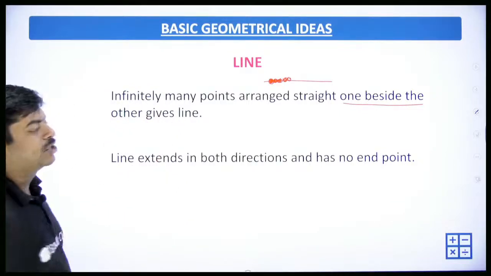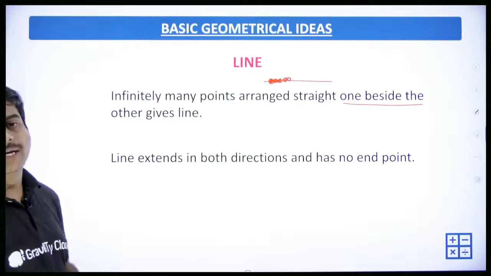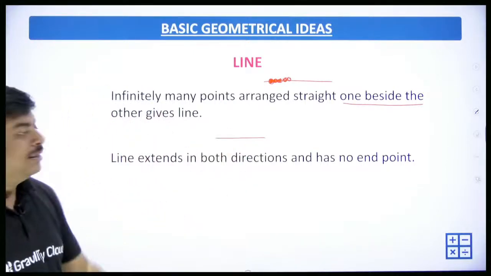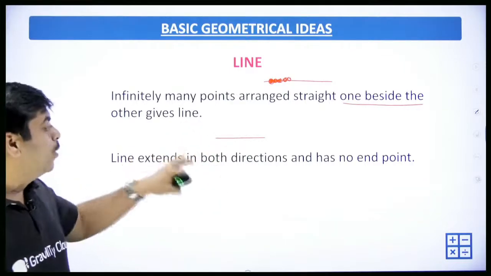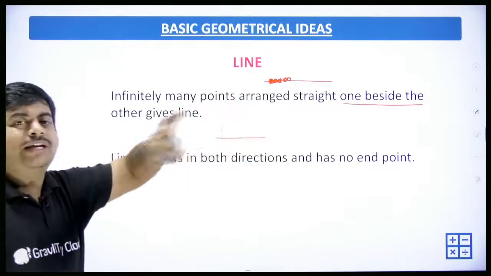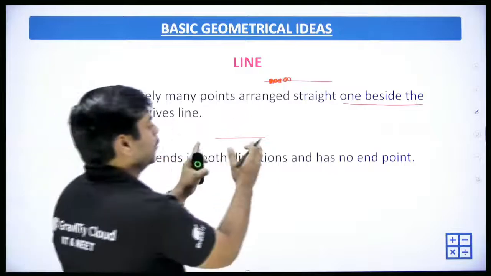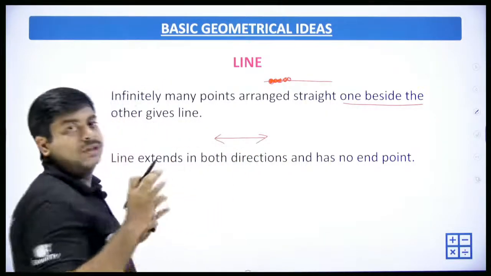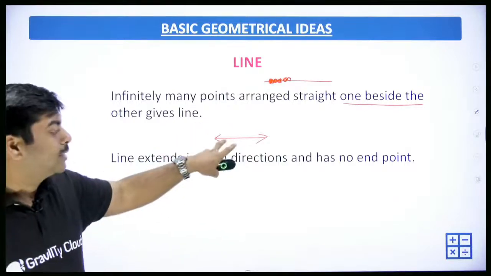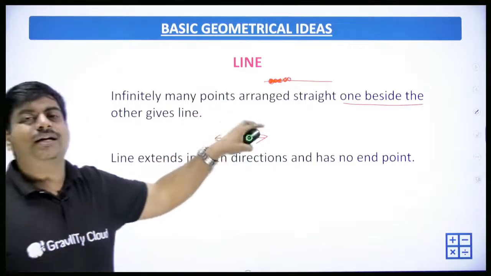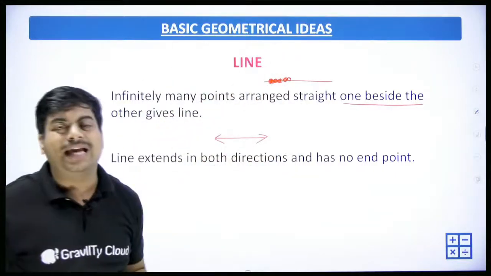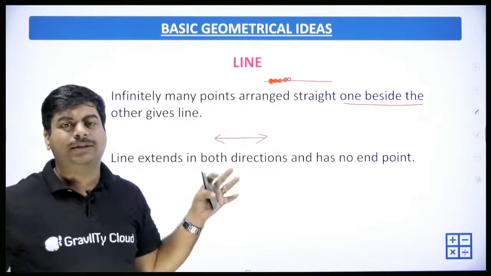A line extends in both directions and has no end point. If I say this is a line, that is wrong. That is not a line. A line has no end point. That means we cannot restrict or stop at one point. It keeps on continuing in both the directions. That is the reason we keep two arrows. Two arrows state that it is moving towards infinity without any end point. It just moves on like that.